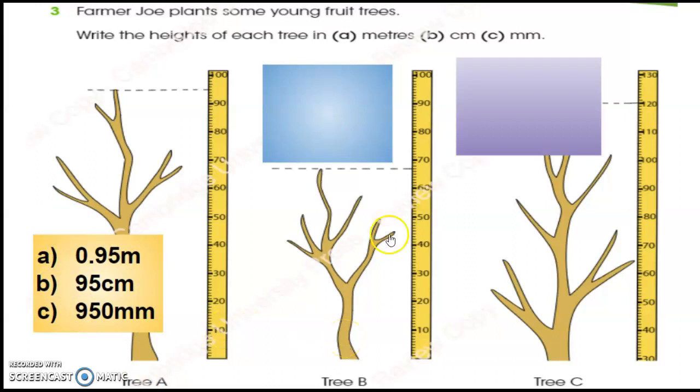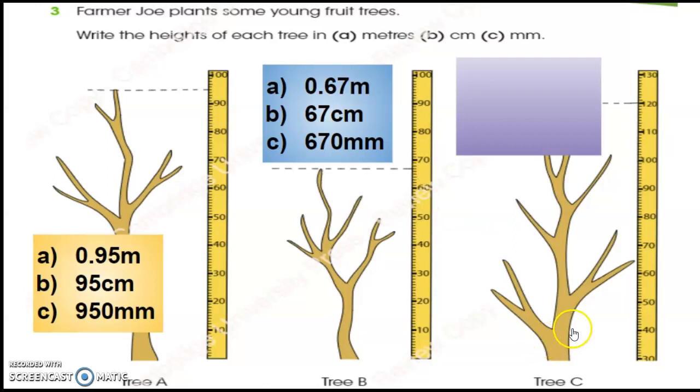Okay, let's move on to tree B, the next tree. The height of the tree, it is about 60, it's in between 60 and 70. So the line here shows, can you count? What is it? It is 67, okay? So in meters, you write 0.67 meters. And in cm, it will be 67 cm, of course. And in millimeters, mm, you have to times 10. 1 cm is 10 mm, so 67 cm will give you 670 mm.